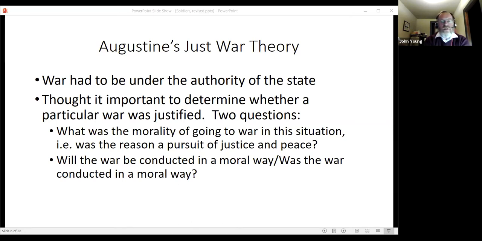Is this something that is in the pursuit of justice and peace? Is it to protect your property? Is it to ensure that something catastrophic doesn't happen by way of an outside attack? And also, is the war going to be conducted in a moral way, or was it, if you're looking at a past one, conducted in a moral or a principled way? No denial that war is brutal, that it involves the taking of life, the potential loss of life. But those are the questions for him.